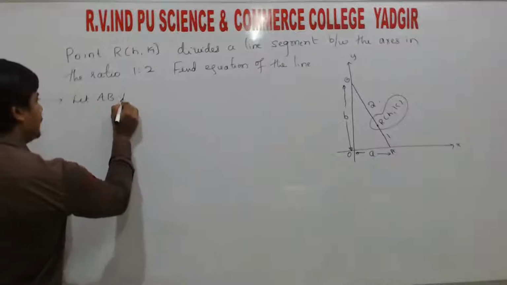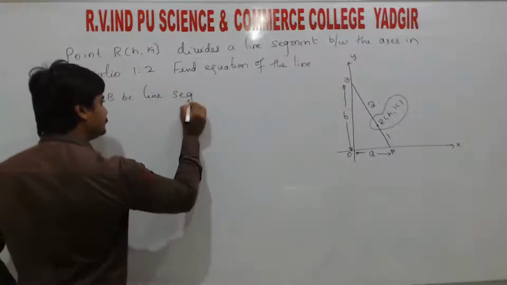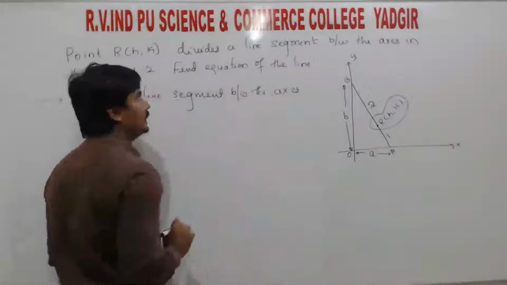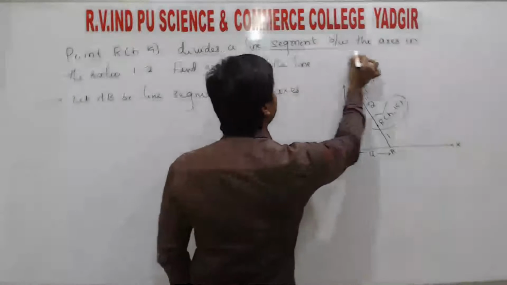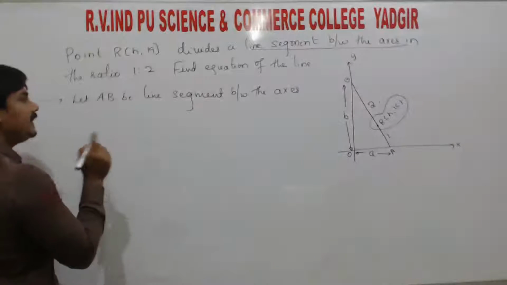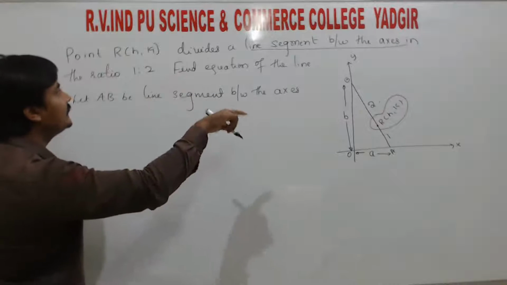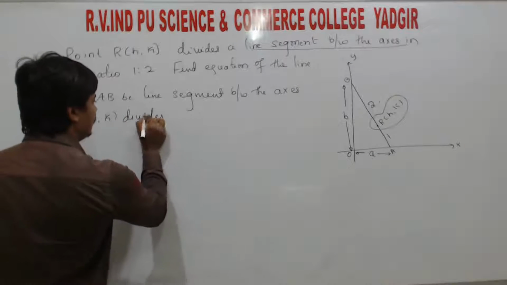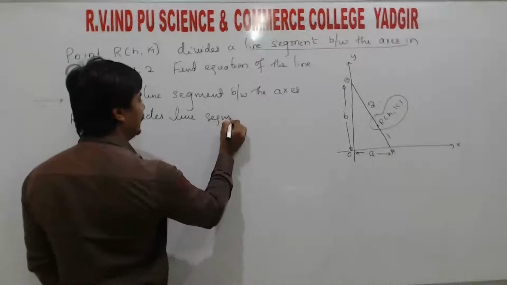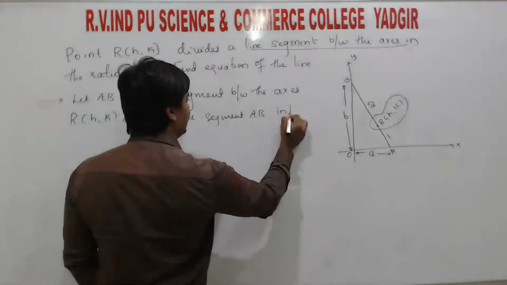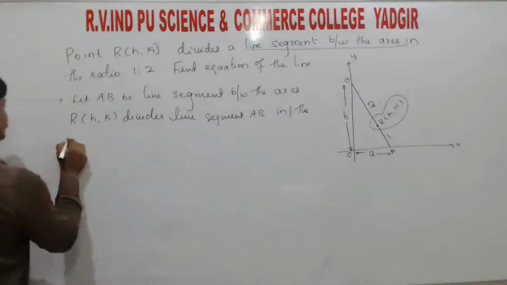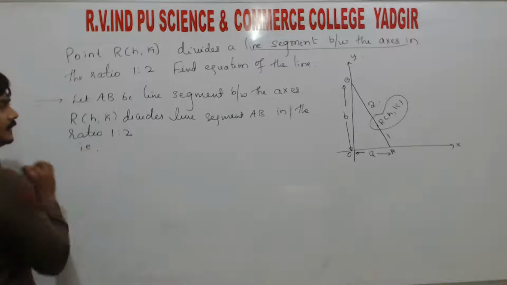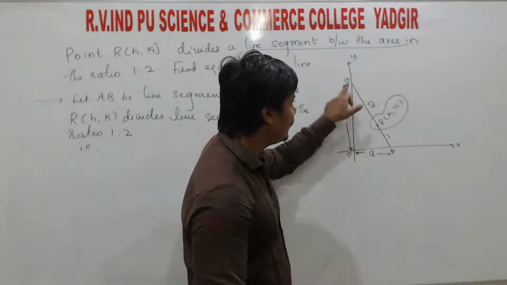Let AB be a line segment between the axes. So, for this question, I need to consider a line segment between the axes, and that line segment is divided internally by a point R(h, k) in the ratio 1:2. R(h, k) divides line segment AB in the ratio 1:2.